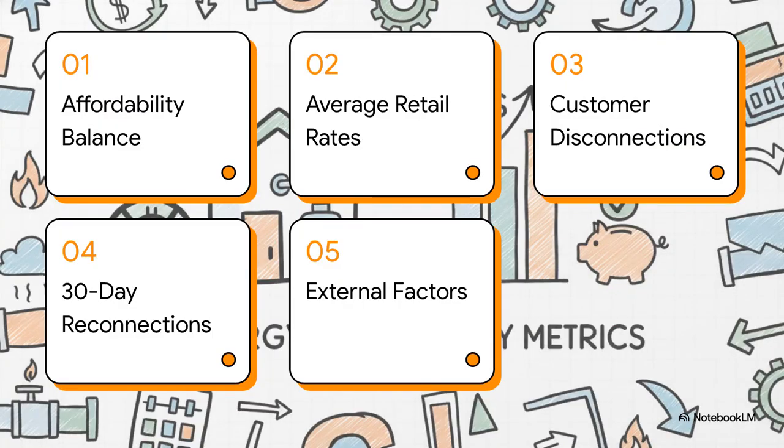Here's our roadmap for this explainer. First, the Affordability Balancing Act. Second, calculating average retail rates. Third, measuring customer disconnections. Fourth, tracking 30-day reconnections. And finally, number 5, the external factors driving these trends.